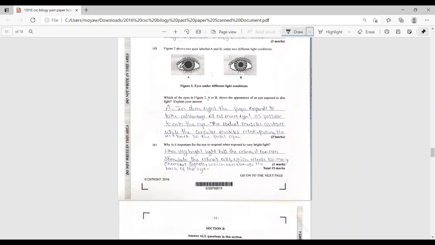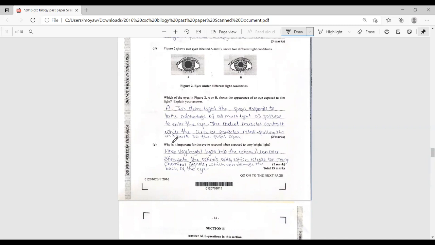In layman's terms, in dim light or in the dark, the pupil will expand as it wants to take in more light, so it will get bigger. And the bigger it gets, the more light it can take in to see what is going on in the area. As a result, once the pupil is getting bigger, the iris will get smaller.